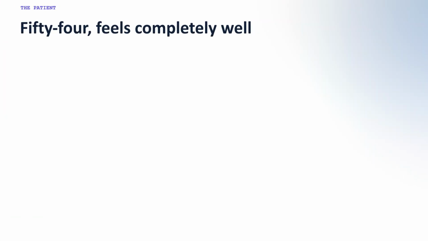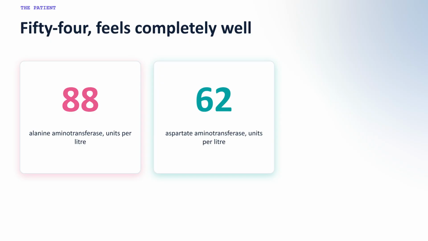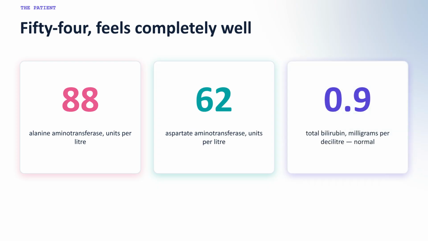Meet our patient. A 54-year-old man with no symptoms at all. He had blood drawn for a life insurance policy. His alanine aminotransferase came back 888. His aspartate aminotransferase at 62. His alkaline phosphatase at 140. And his bilirubin is normal at 0.9. He feels completely well. He wants to know if something is wrong with his liver. By the end of this video, you will be able to answer him systematically, rather than by ordering everything.